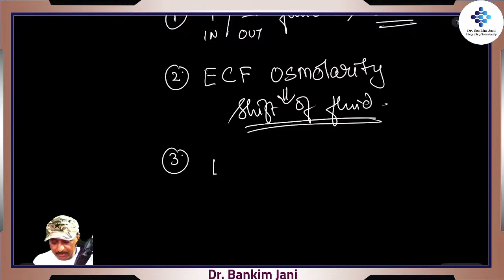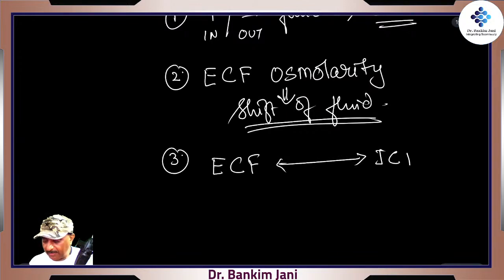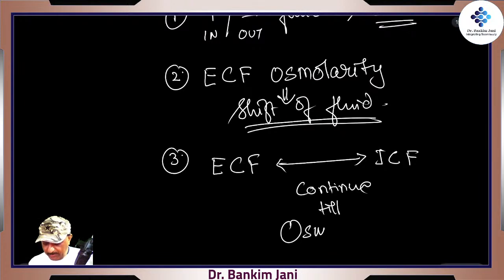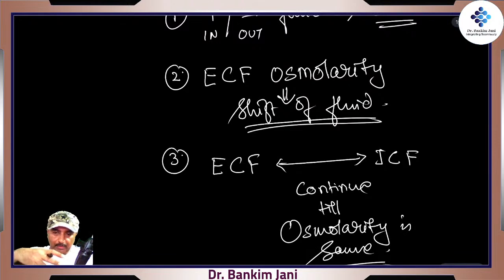The third and last point to remember. This shift always occurs between ECF and ICF. And this shift will continue till neutrality is achieved, till osmolarity is the same. So it's like that almond won't keep on going bigger and bigger and become as big as a tarbooj, as big as a watermelon. No, it won't be that big. The moment osmolarity is balanced, it will stop at that point. So this shift of fluid would continue till that point.